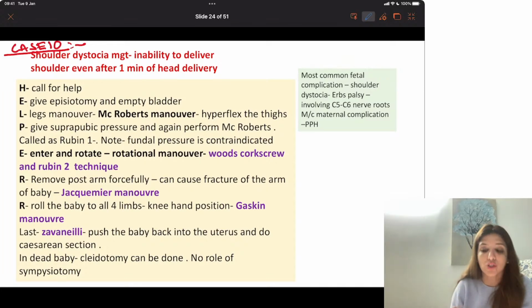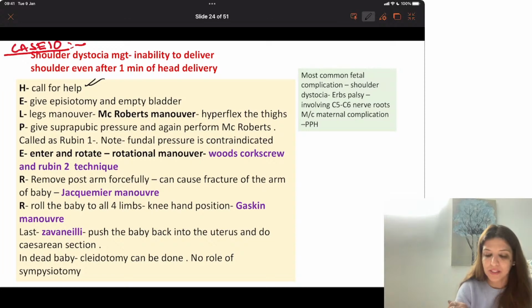For management of shoulder dystocia, the acronym which you have to remember is HELPER. So the first step is you have to call for help. The second step, E, stands for give episiotomy and empty the bladder. L stands for legs maneuver. The leg maneuver which we use is McRoberts maneuver, in which you hyperflex the thighs, and if by doing this the shoulders are not delivered, then the next step is you give suprapubic pressure, and while giving suprapubic pressure you try to deliver the shoulders.